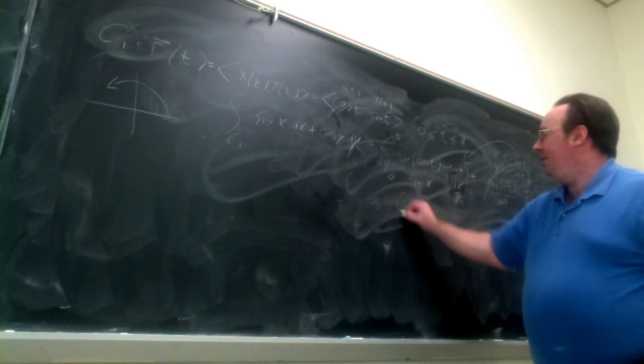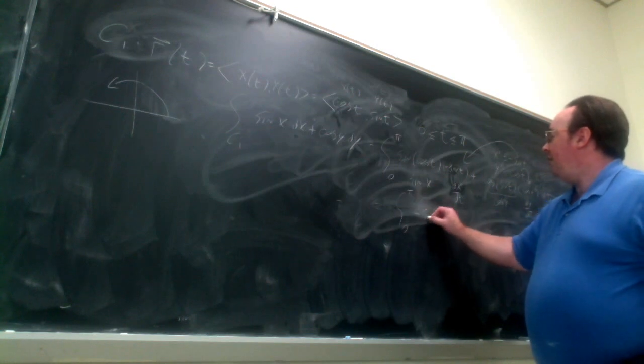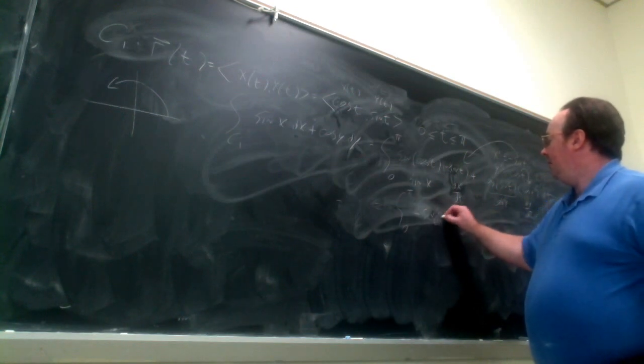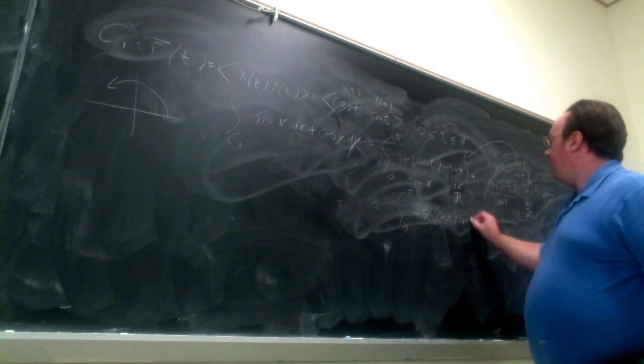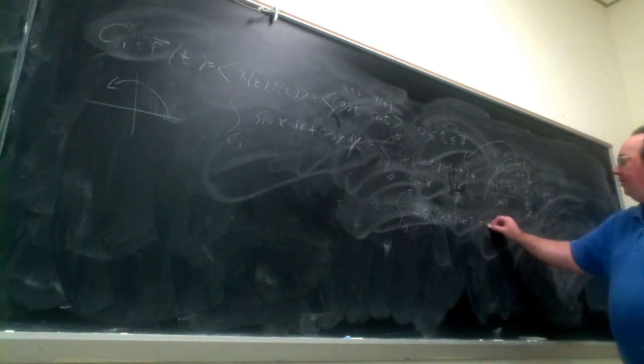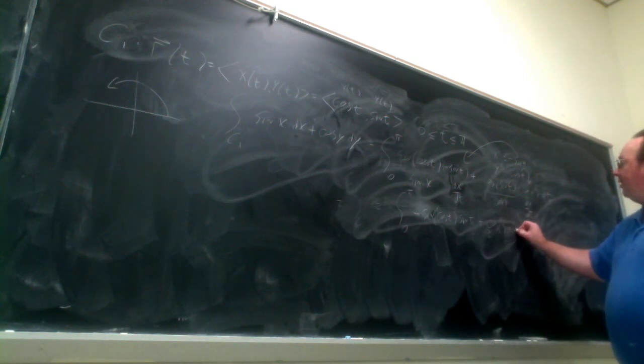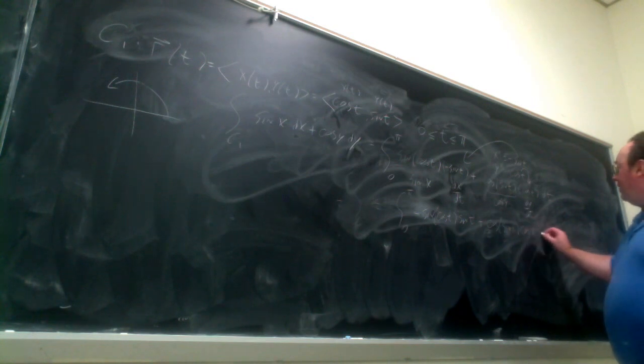So we have minus sine cosine t sine t plus cosine of sine t times cosine t dt.